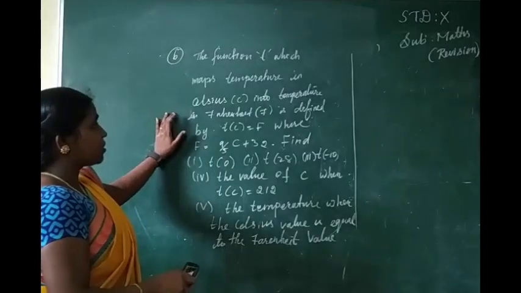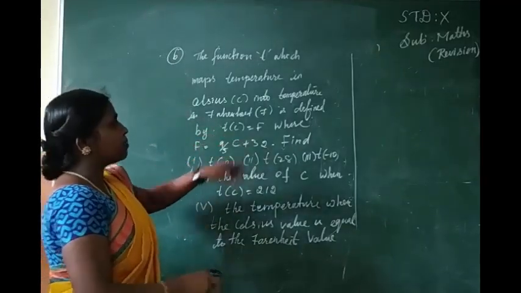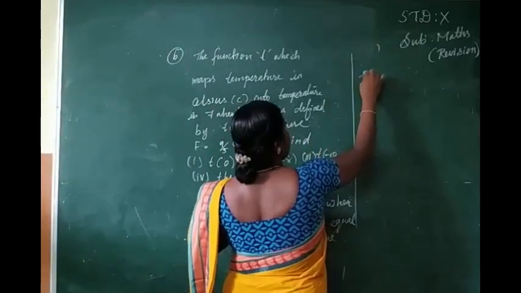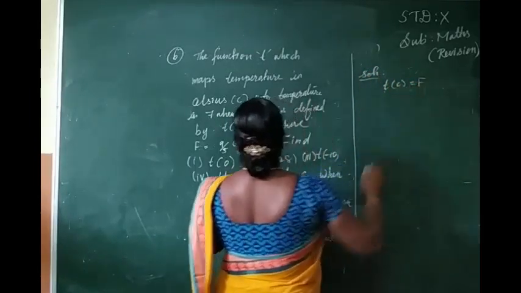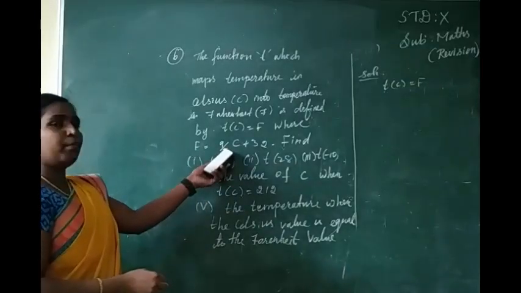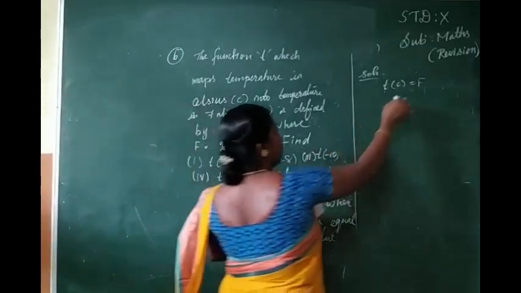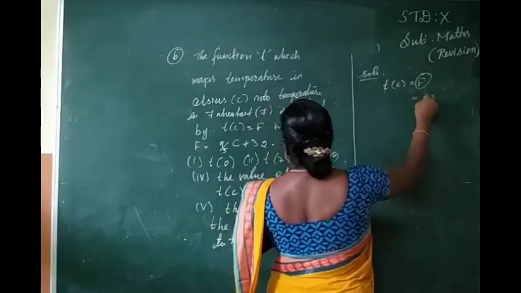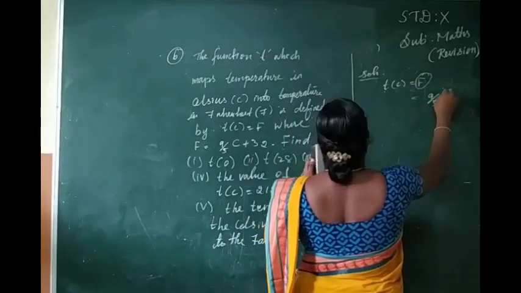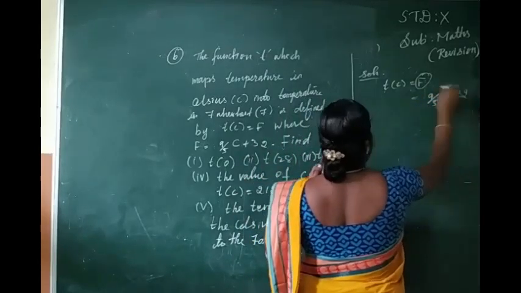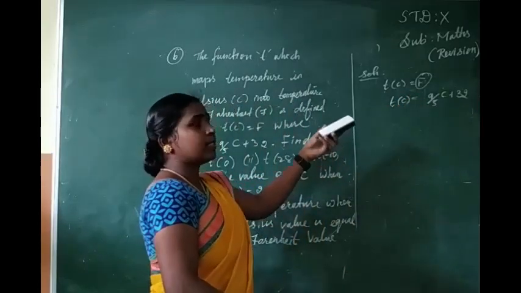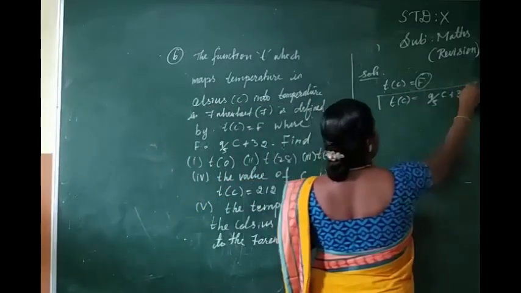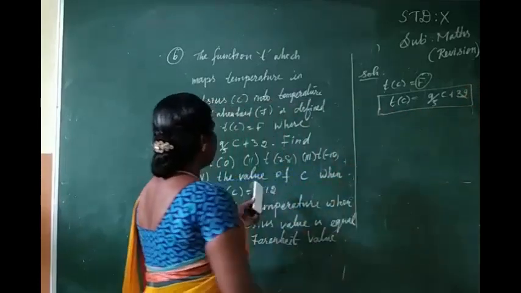So the function is given. T of C equal to F. One more line is given, where F equal to 9 by 5 C plus 32. So instead of F, you can write the given value, 9 by 5 C plus 32. So now T of C is 9 by 5 C plus 32. Okay. Now we can find them very easily.